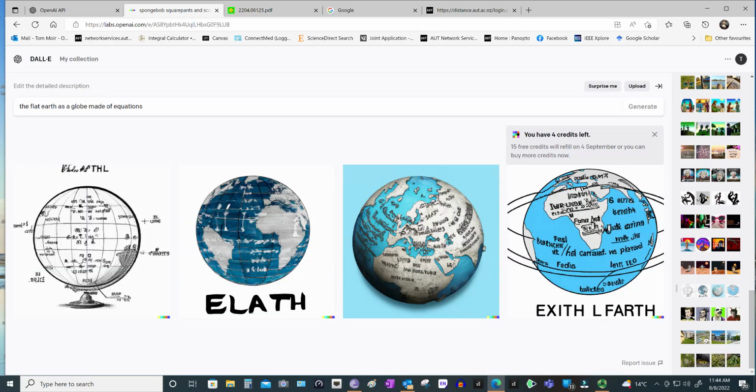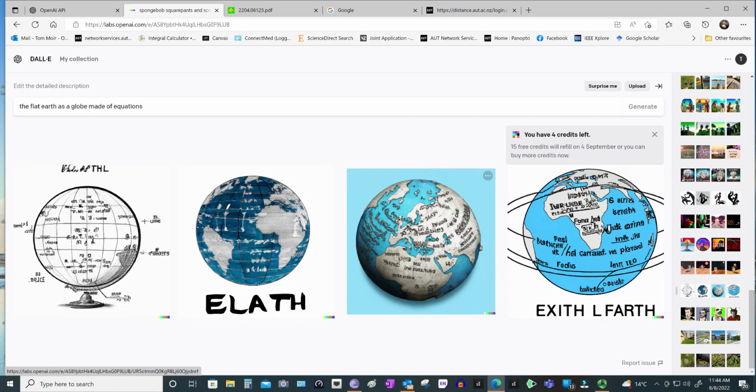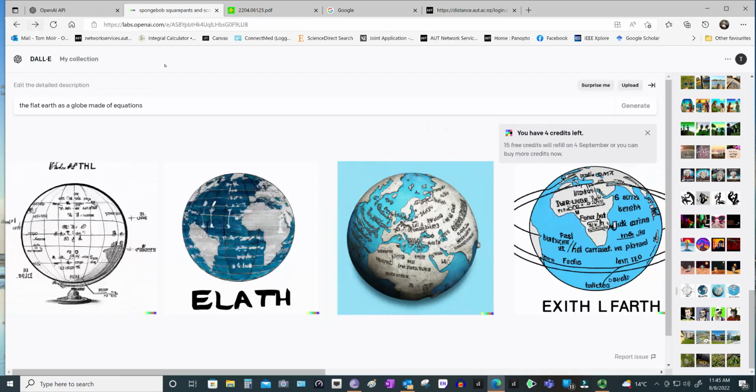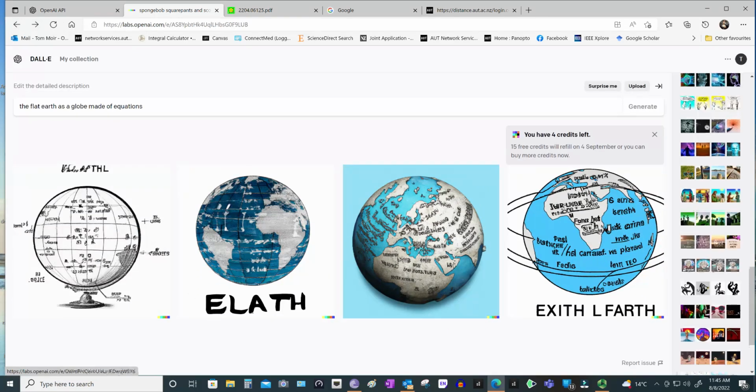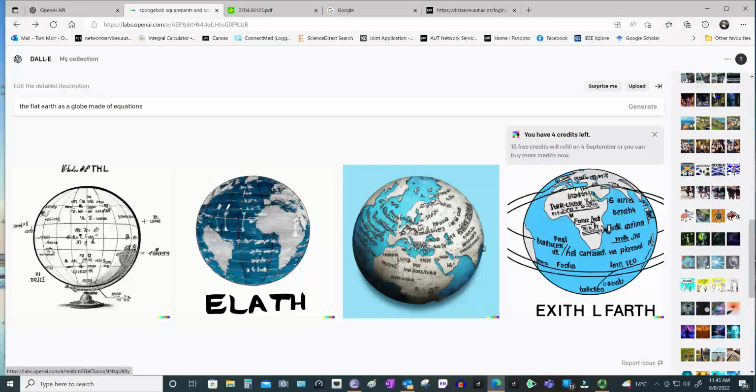This is a bit abstract. I came up with the flat Earth as a globe made of equations to see how it would get confused, and it came up with this rather strange globe with, I don't know what it is. It's maybe supposed to be equations. I couldn't really say. See if we've got anything else that you might find interesting.